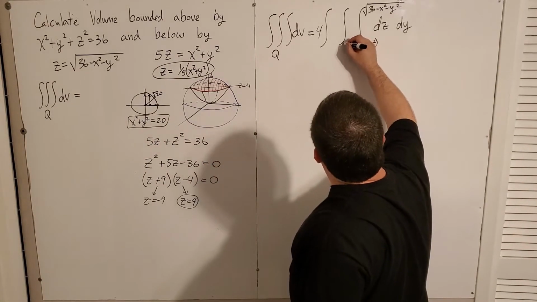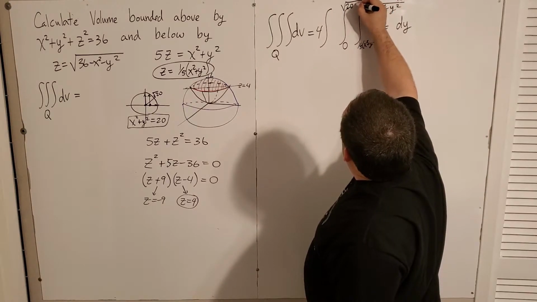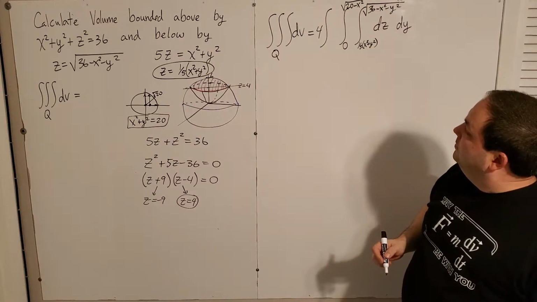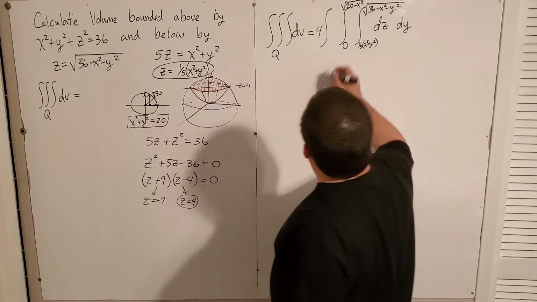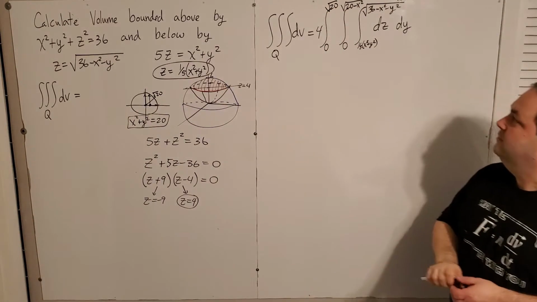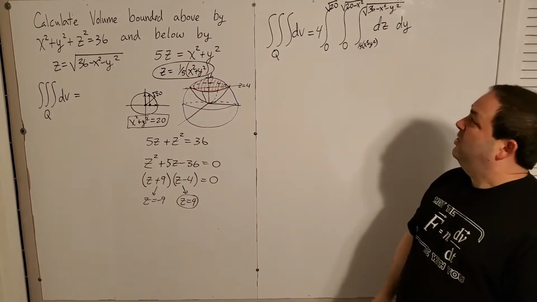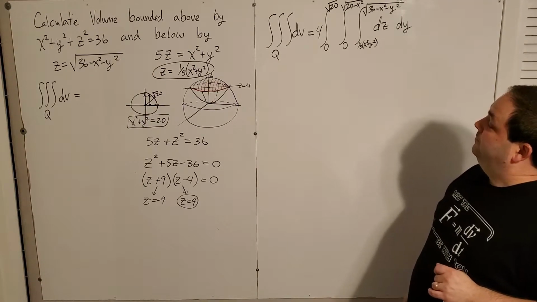It's going to go from 0 up to the square root of 20 minus x squared. And then lastly, x from left to right of that piece is just going to go from 0 to the square root of 20. Okay? So that integral looks extremely unappetizing, doesn't it?